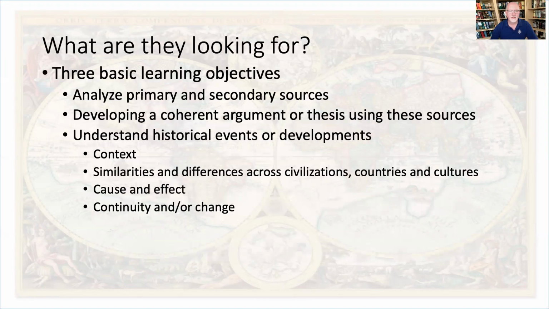All right, so what are they looking for, right? This is a history class, history test. So they're looking for your ability to analyze primary and secondary sources. If you had a chance to look at my introduction to studying history video, I cover these topics in some detail, the pros and cons of primary and secondary sources. Of course, the historian's number one task is to develop a coherent argument or thesis using these sources. That's why history is so cool. And understanding historical events or developments. With a very fast-moving survey course like AP World History is, what they're looking for, across different civilizations, countries, and cultures, is continuity and change, the inevitable cause and effect, similarity and differences, and most importantly, the context of historical events in the time in which they took place.